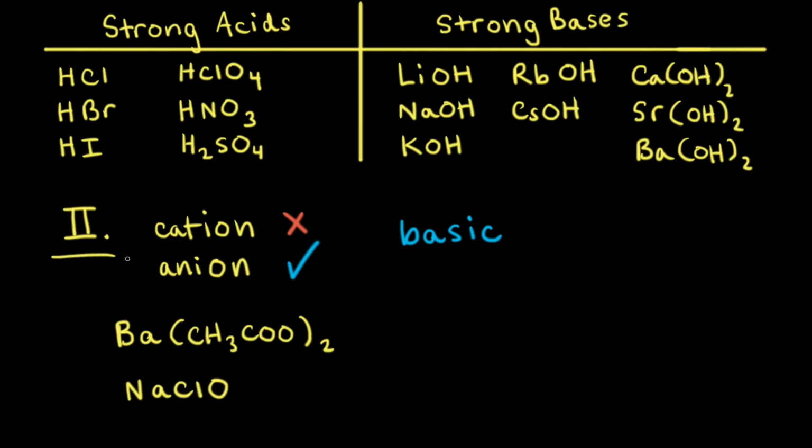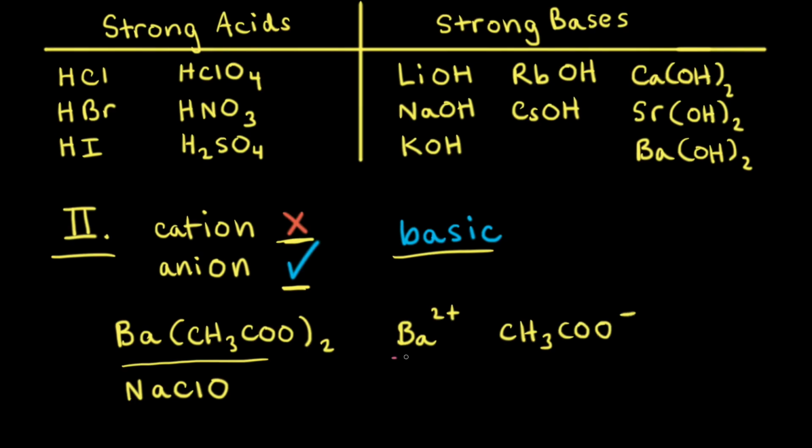The second possible combination of cation and anion is where the cation does not react with water, but the anion does. When this combination occurs, the resulting solution will be basic. An example of this second combination would be barium acetate. So barium acetate consists of the barium 2+ cation and the acetate anion. Since barium 2+ is on our list for heavier group 2A, barium 2+ will not react with water.